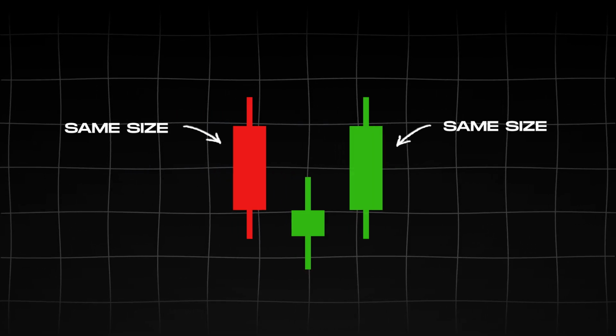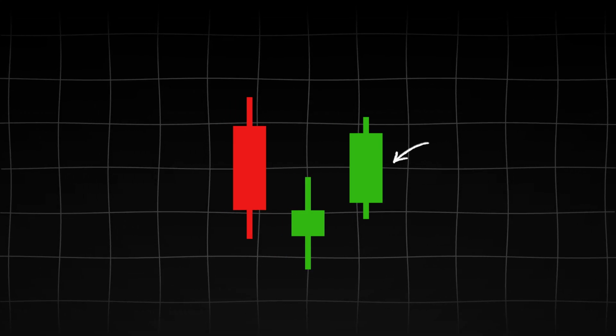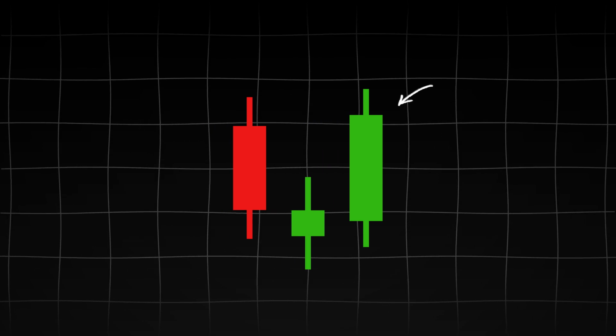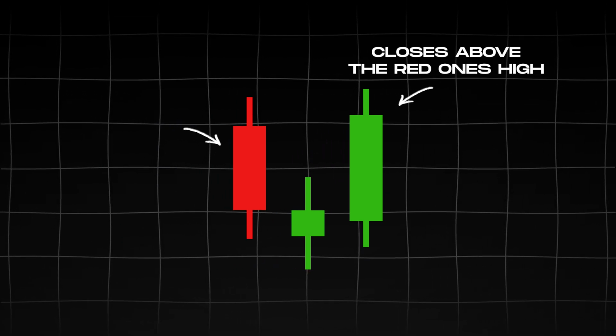The size of the candlesticks determines the strength of the pattern. If the green candlestick is the same size as the red one, it's a good trading opportunity. If the green candlestick is smaller, it's a low probability trade. Finally, if the green candlestick closes above the red one's high, it's a strong reversal candlestick. Let's break down the psychology of this pattern.